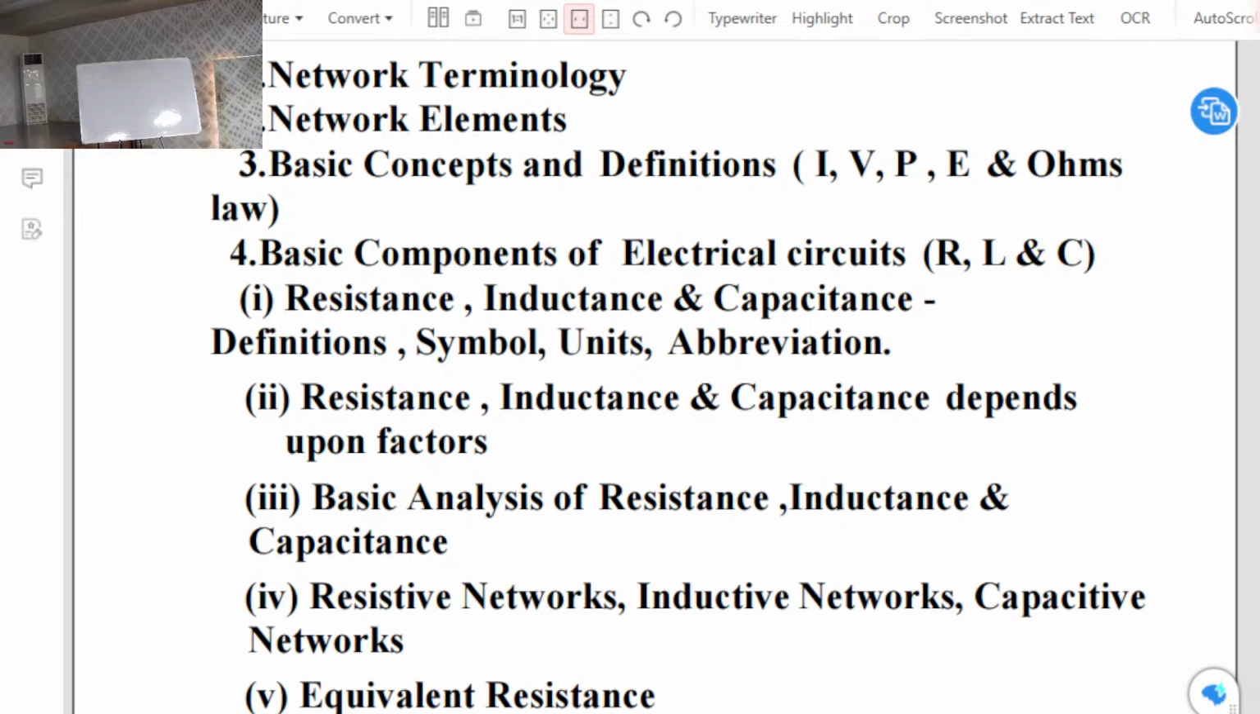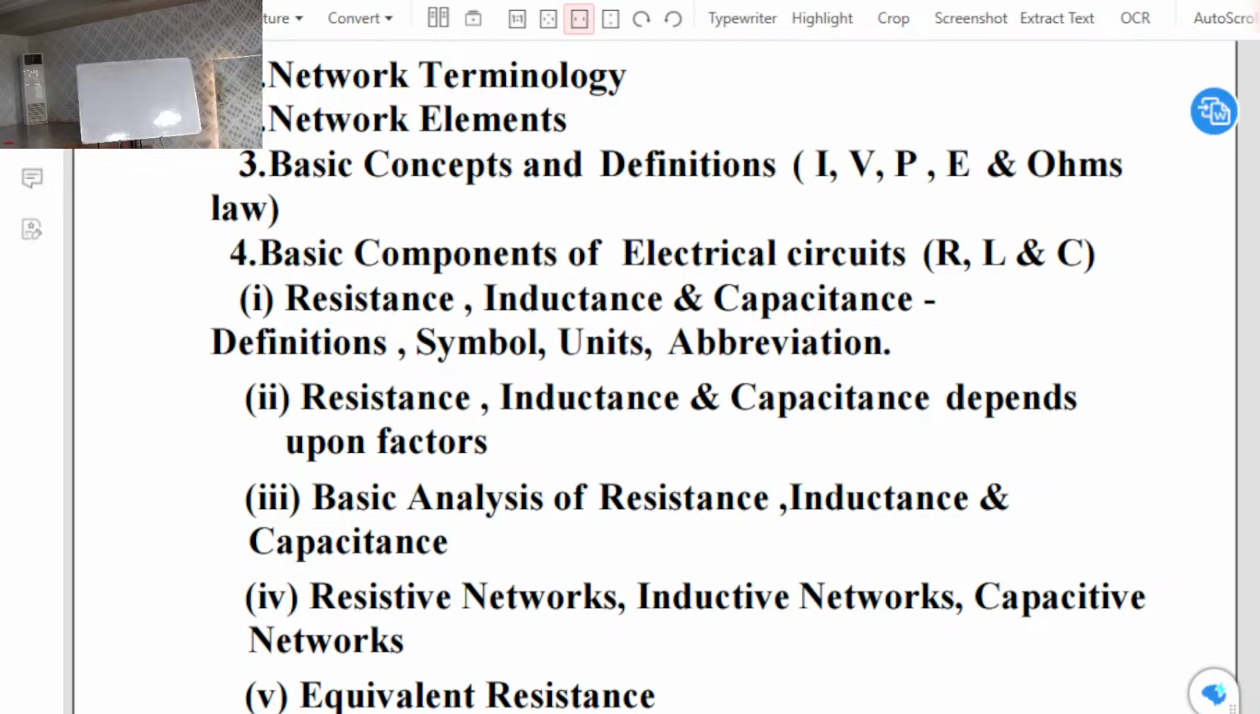We convert into a single resistance by the knowledge of series and parallel. We have to find out which is series, apply the formula. Which is parallel, apply the formula. Then convert into a single resistor. That is called the equivalent resistance for the given circuit. Clear?